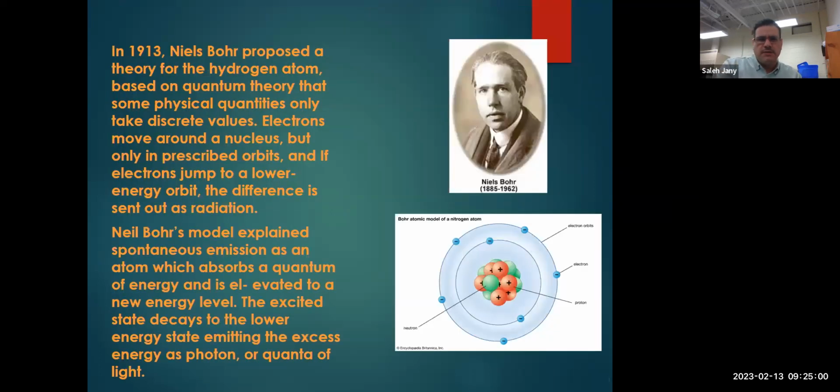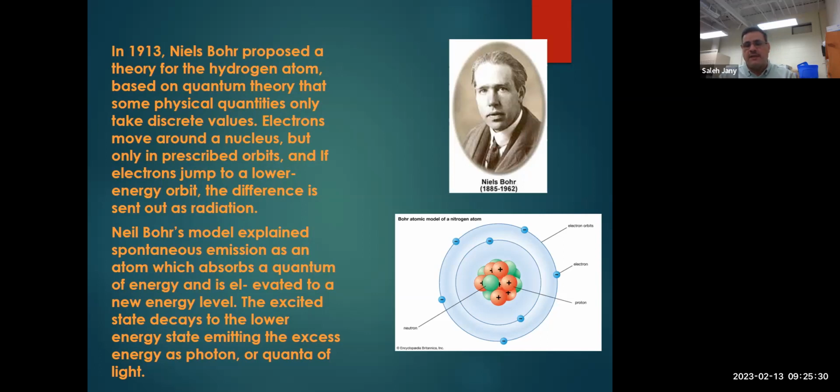In 1913, Niels Bohr proposed that the atom contains a nucleus and electrons that travel in energy levels. Also, no one can see the atoms, but he proposed that, and he made the energy levels for the electrons to travel in.